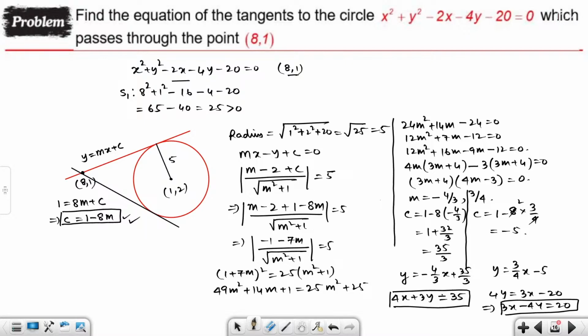Absolutely. Now you have understood when the point is not on the circle, we have to follow this method to find out the equation of the tangent. But if the point is on the circle, then there is no problem of finding out the equation of the tangent to a circle because we know the shortcut method of finding out its equation. Is it clear to all? Okay, let's move for the next problem.